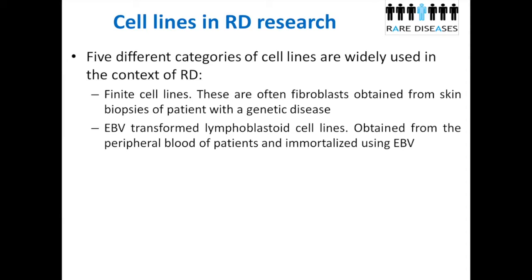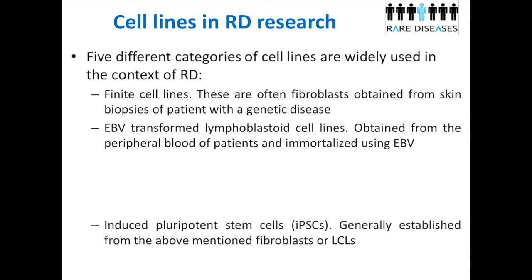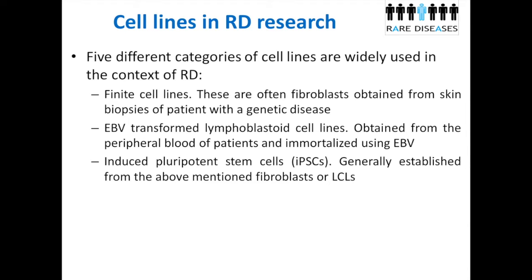Then you have a big category of EBV transformed lymphoblastoid cell lines. Those are obtained from the peripheral blood of patients and immortalized using EBV. There are quite a lot of those cell lines which are used in the context of rare disease research. But of course, in the last 10 years, what has exploded is the use of iPSCs, induced pluripotent stem cells, which are generally established from the finite cell lines, the skin fibroblasts or the EBV, or just peripheral blood cells from the patients, and which are basically transformed to be iPSCs.